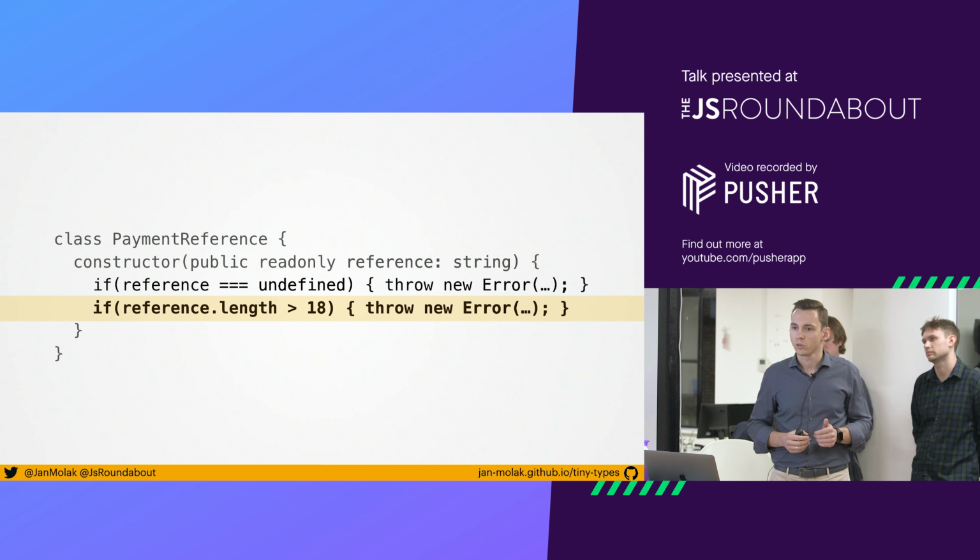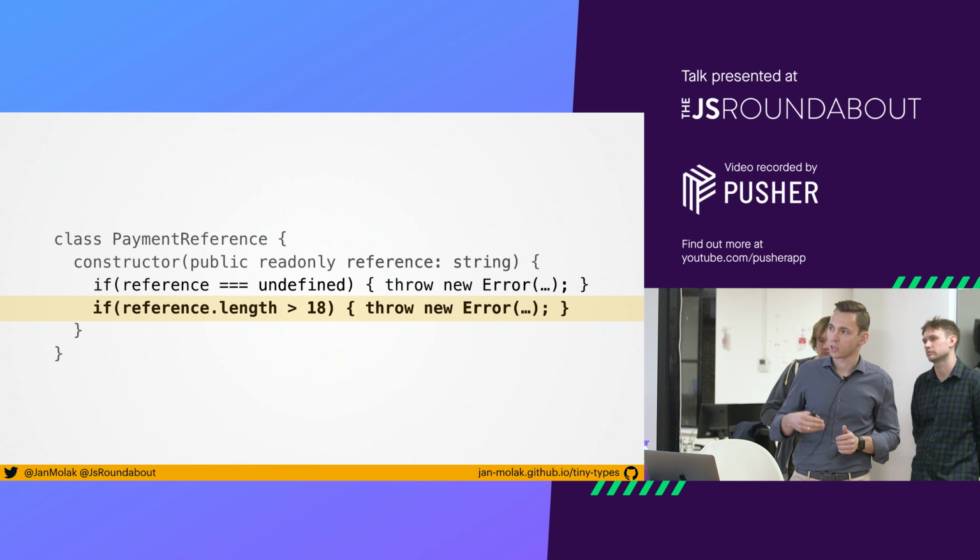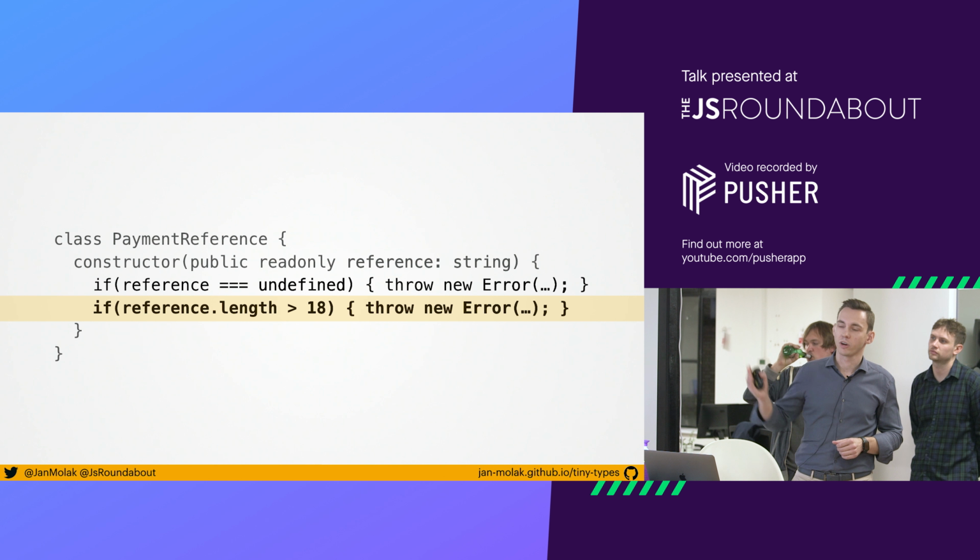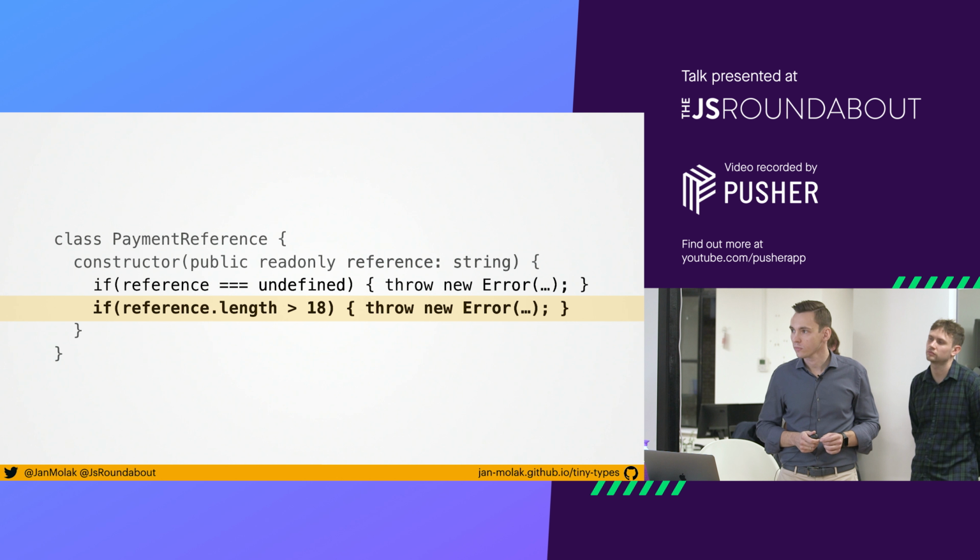So what we could do, if we represented those concepts as classes, we could actually implement validation right there in the constructor. What this gives us is an opportunity to ensure runtime correctness of our system. It's virtually impossible to construct an invalid payment reference, because this thing will throw an exception or an error.